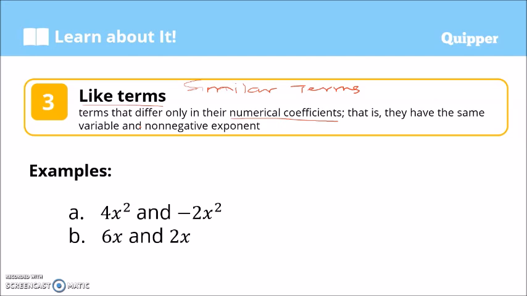So, example, letter A, we have 4x squared and negative 2x squared. So, take note, pareho sila ng variable at saka ng exponent. X squared dito, x squared. Pinagkaiba lang nila, dito ay 4, dito negative 2. Pero kahit the same yung, halimbawa, 4x squared and for another 4x squared, they are also called like terms. Okay? Letter B, 6x and 2x. Ito, pareho silang x at saka x. Pareho din sila ng power, 1. Diba? So, pinagkaiba lang nila yung numerical coefficient, which is 6 here, and dito 2. Again, they are called like terms.